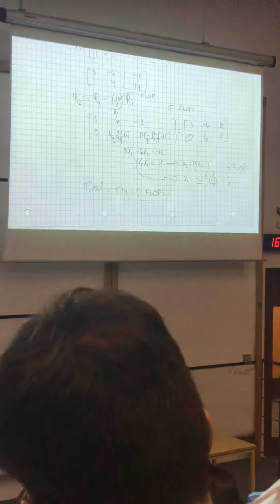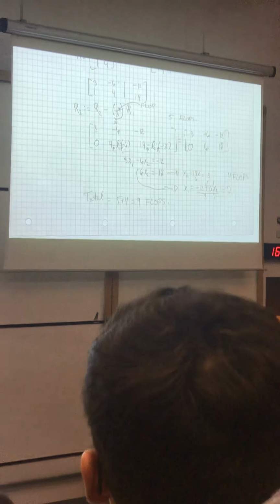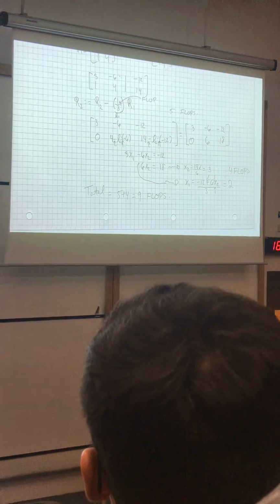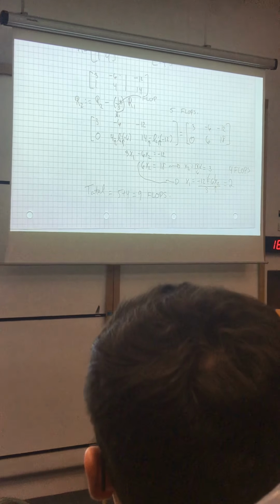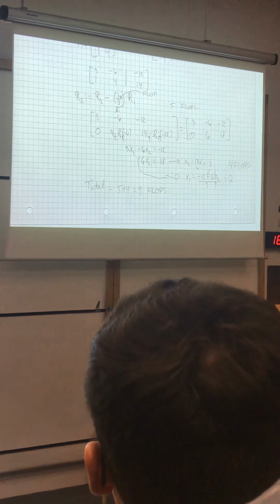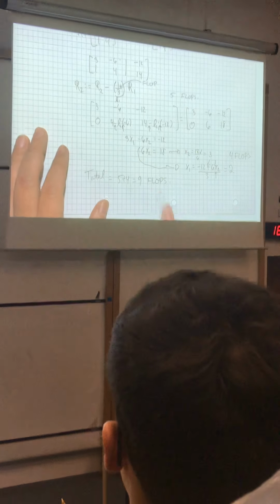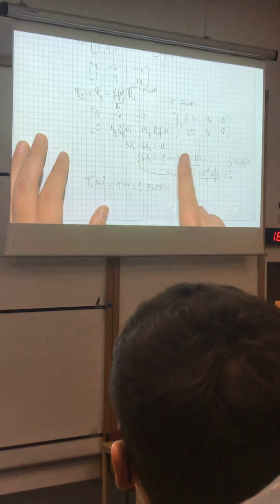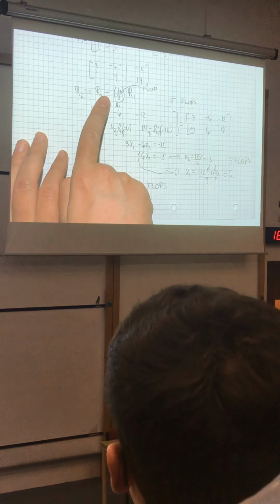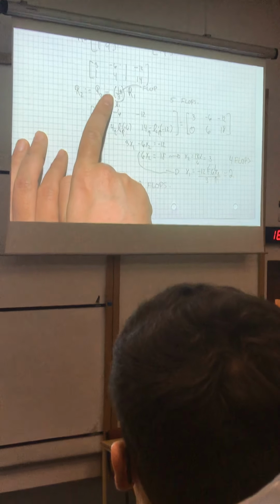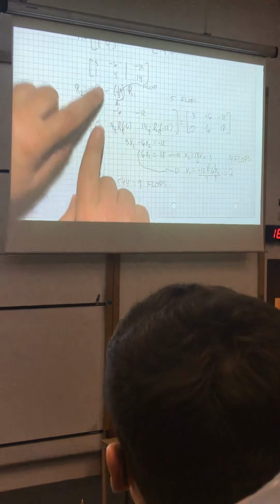Okay. And also, why do you count the 1 over 3 as a flop, but not the minus sign 3 on the R2? Those are good questions. Is it because you're counting them inside the matrix? So yeah, we have to be careful.